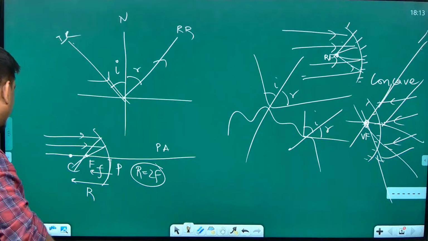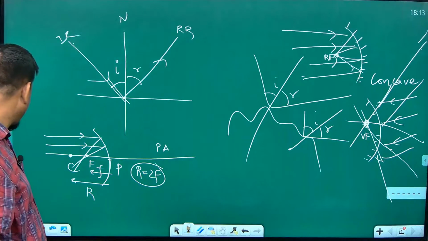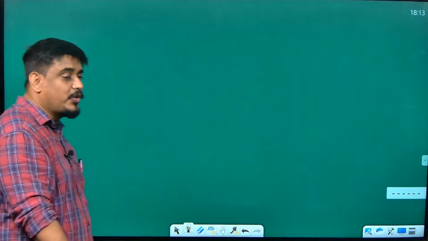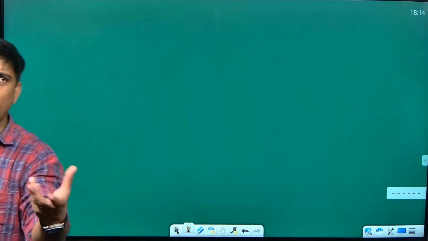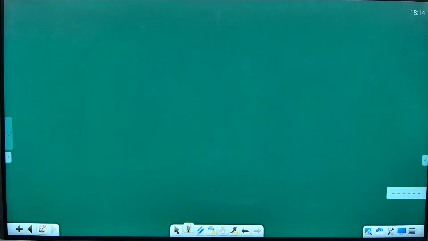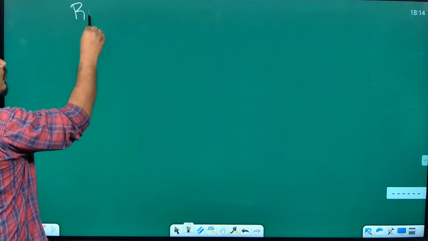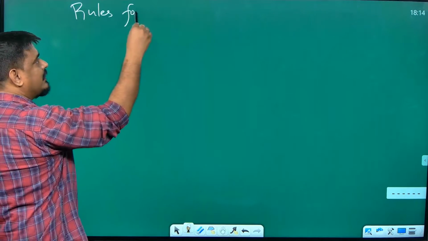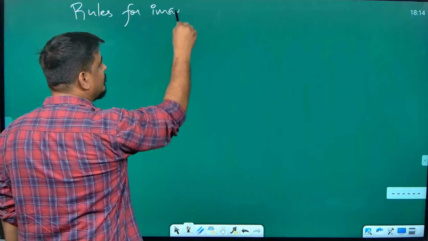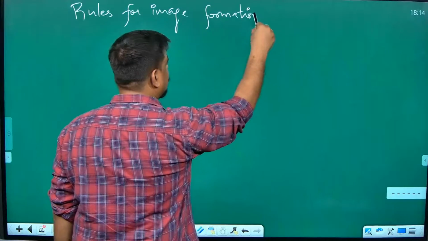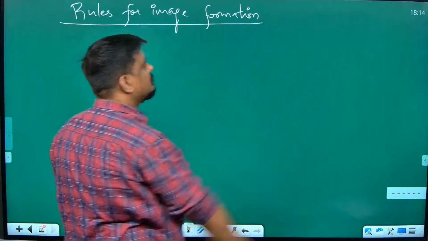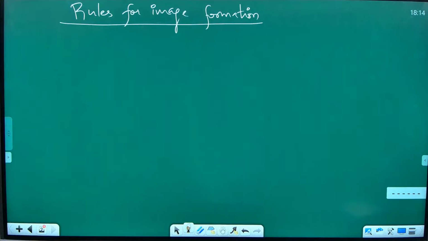So now we are going to start learning about a very important topic. From here the questions are going to come in the board examination, and that topic is image formation by mirrors. And before I talk about image formation by mirrors, you must know the rules of image formation. So give the heading as rules of image formation.